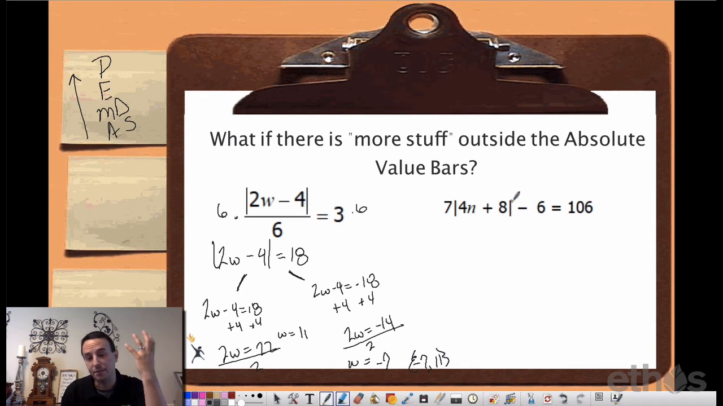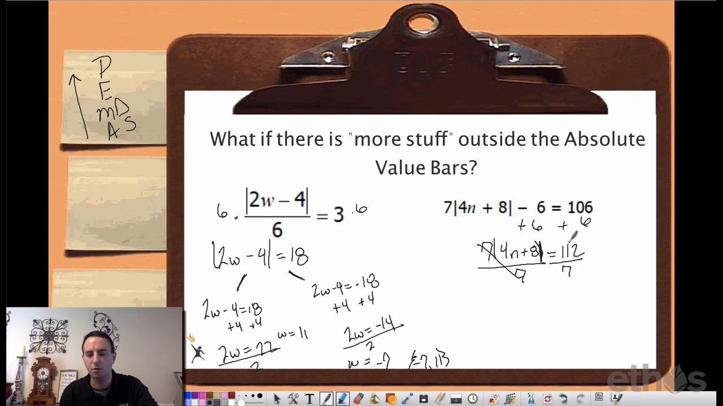Now over here is the same idea. And we're still working through the order of operations. So order of operations as I go up, the first thing I'm going to do is remove the constant, and here it is. Okay, so I'm going to add 6 to both sides. So I get 7 times the absolute value of 4n plus 8 is equal to 112. Divide both sides by 7. Cancels there, and 7 goes into it 16 times, so 4n plus 8 is equal to 16. And then that allows me to split my absolute value and solve them just like I did before.